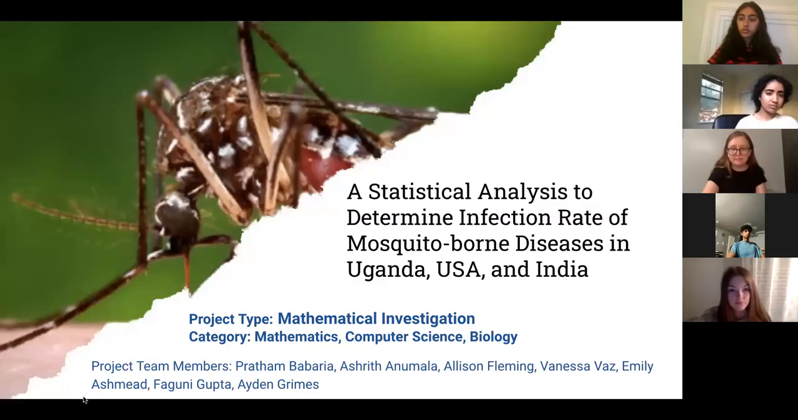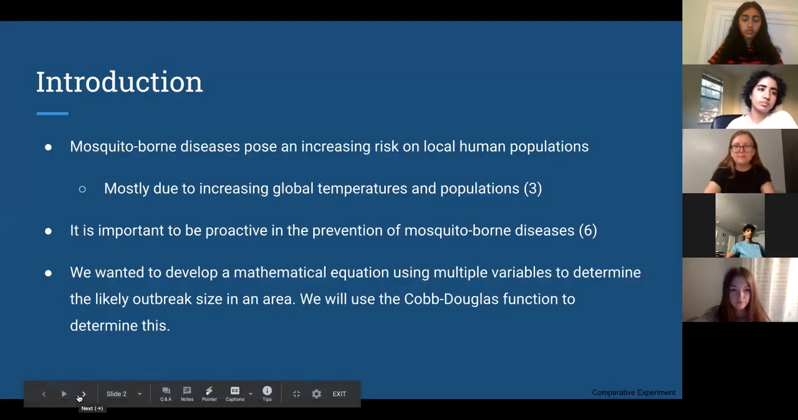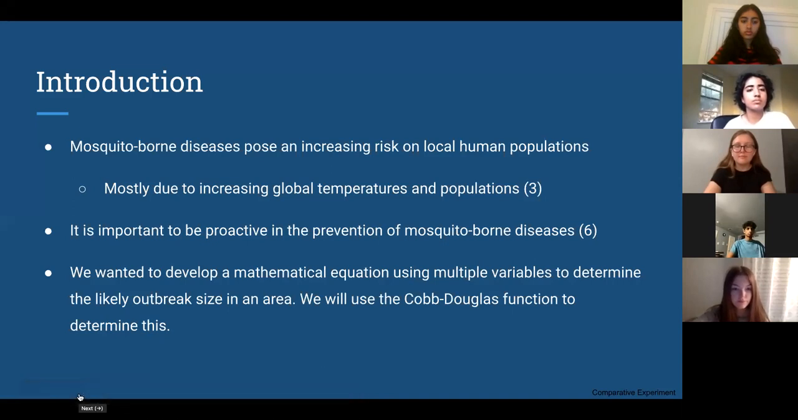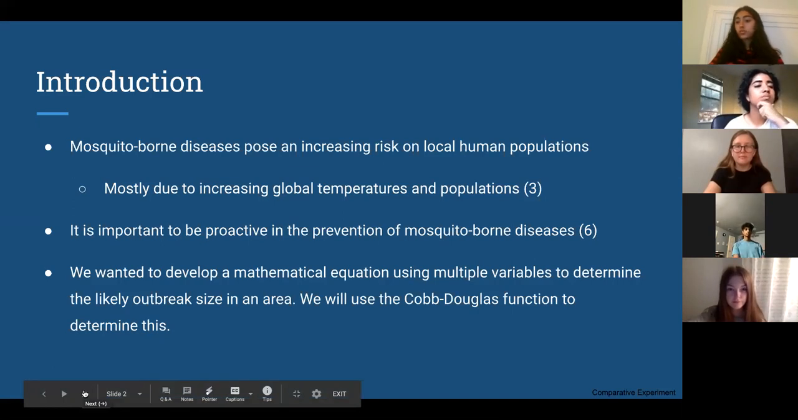We aim to use statistical analysis to determine the infection rate of mosquito-borne diseases in Uganda, the USA, and India. Mosquito-borne diseases have been known to cause an increasing risk on local human populations. As global temperatures rise, mosquito-borne diseases pose an ever-increasing threat to local human populations and developing countries across the globe. So it is important for all of us to be proactive in the prevention of mosquito-borne diseases and to better be able to predict when a mosquito-borne outbreak will occur.